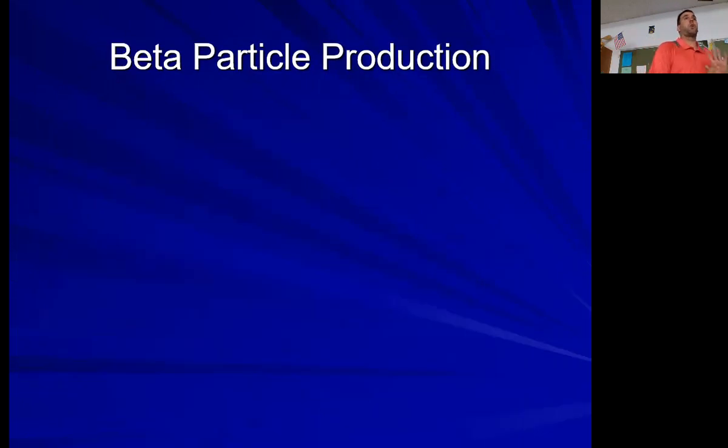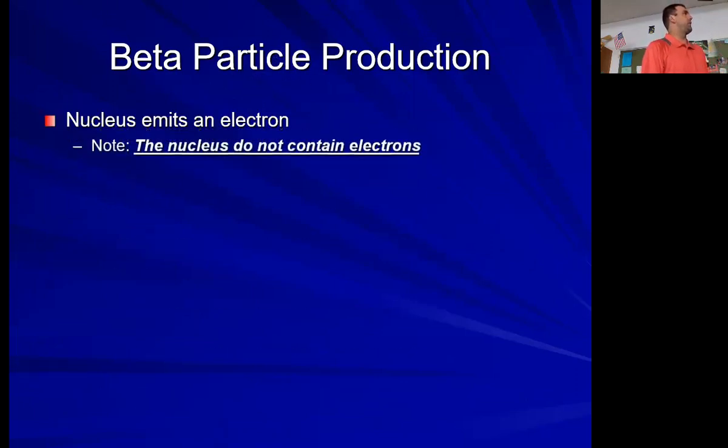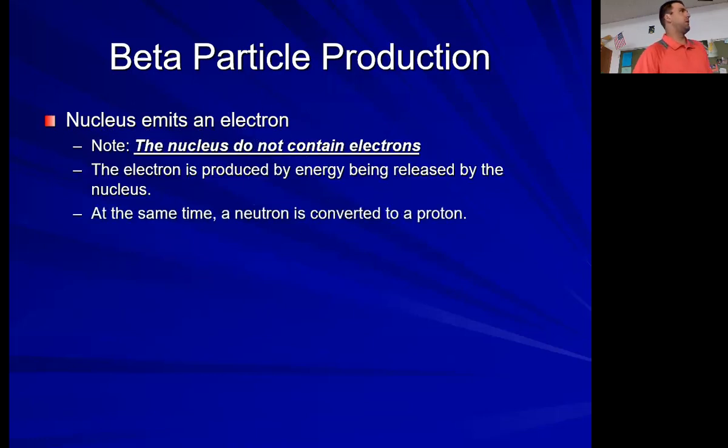All right, beta particle. We're going to give some more examples once we get through them all. So beta particle production. Which thing am I making? This thing. So I'm going to produce that. A nucleus emits an electron. It doesn't contain electrons. What it does is a neutron is converted to a proton.